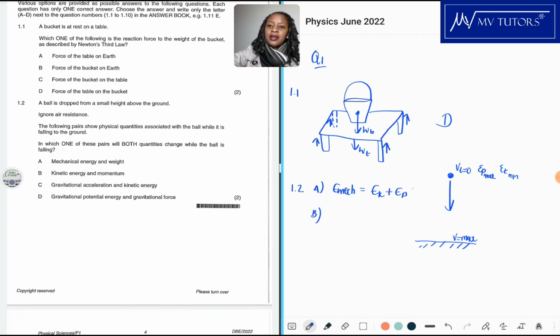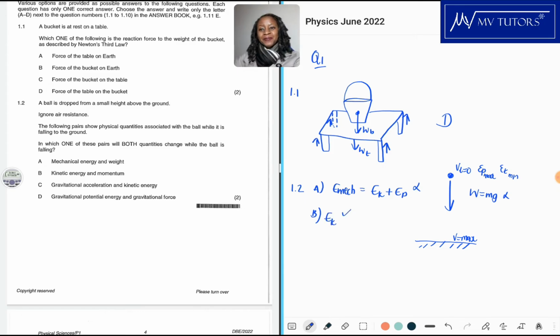Okay, so yeah, E mech does not count, and also the weight, which is the mass times gravitational acceleration, won't count. Then we get to kinetic energy. I did say kinetic energy will change while it is being dropped. That's where kinetic energy is at its minimum, and when it reaches the ground, that's where kinetic energy is at its maximum. So kinetic energy, definitely.